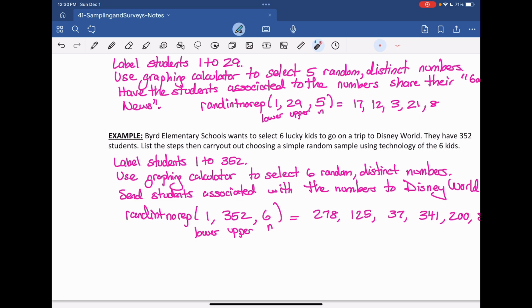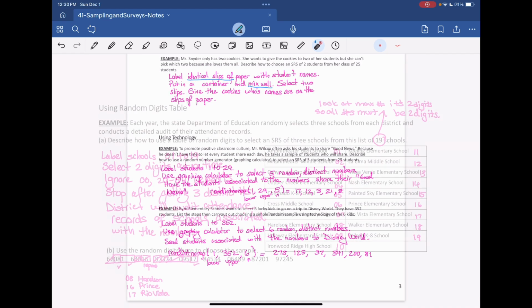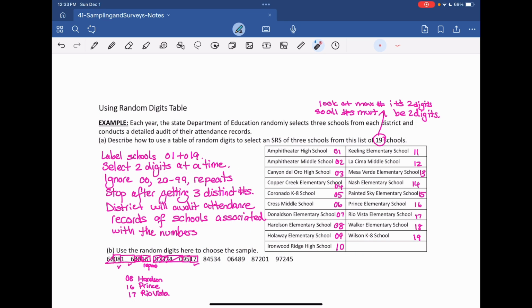All right. You could practice this yourself by pausing the video here and doing the next example. The third method is using a random digits table, which is a table that's given to you on the AP exam. And so let me demonstrate how to do this one. This one has more specific steps that you have to follow.